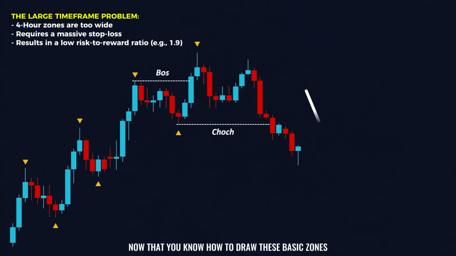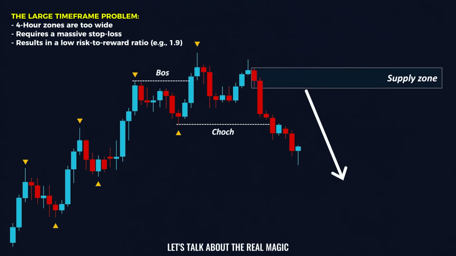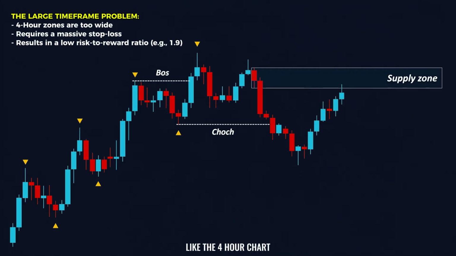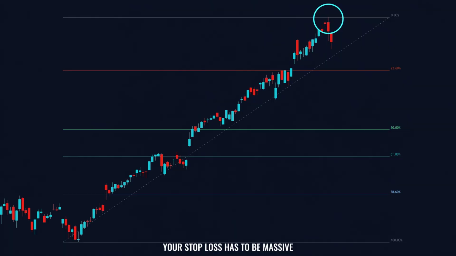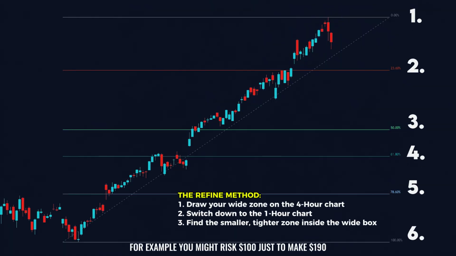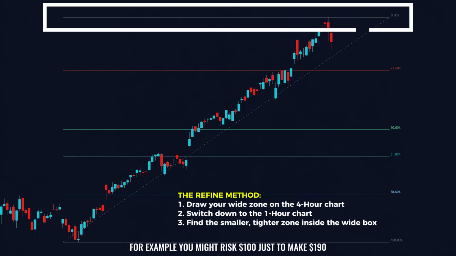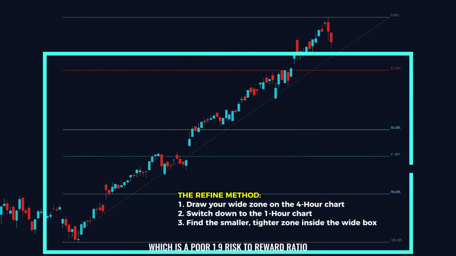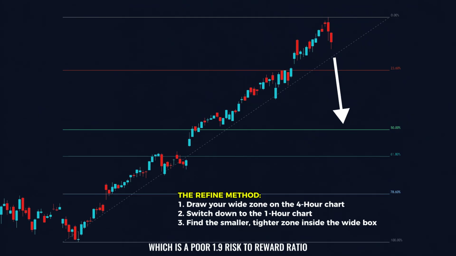Now that you know how to draw these basic zones, let's talk about the real magic: zone refinement. If you only trade using large timeframes, like the 4-hour chart, your drawn supply or demand boxes will be very wide. If you place your stop loss outside a wide 4-hour box, your stop loss has to be massive. This means your profit potential is very small. For example, you might risk $100 just to make $190, which is a poor 1.9 risk-to-reward ratio.